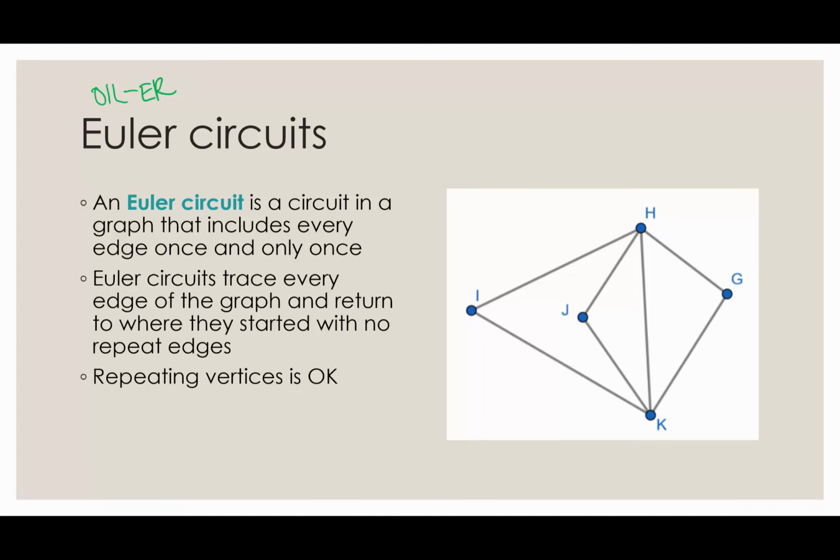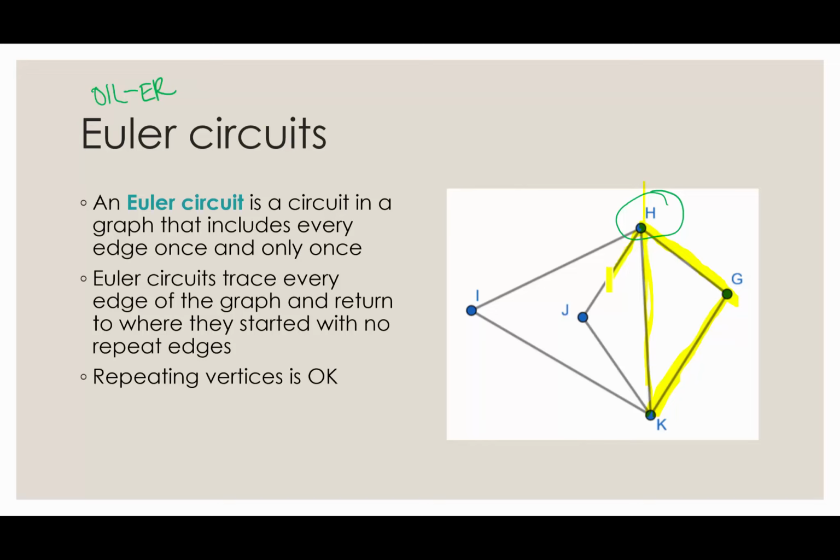Euler circuits will trace every edge of the graph, and return to where they started. And while they can't repeat edges, they may repeat vertices if a vertex has more than two edges starting and ending there. So let's go ahead, starting at H, and I'll show you an Euler circuit. We're going to start at H, and we're going to travel from H to G, and then we're going to go from G here to K, and then we'll go up from K to H.